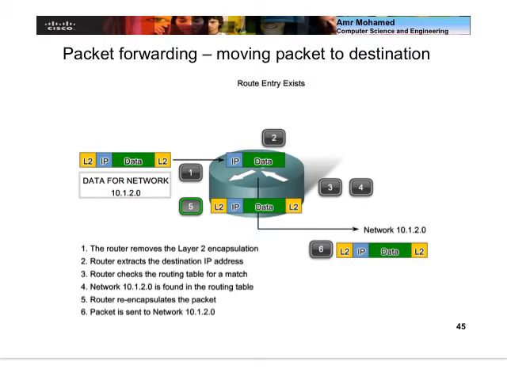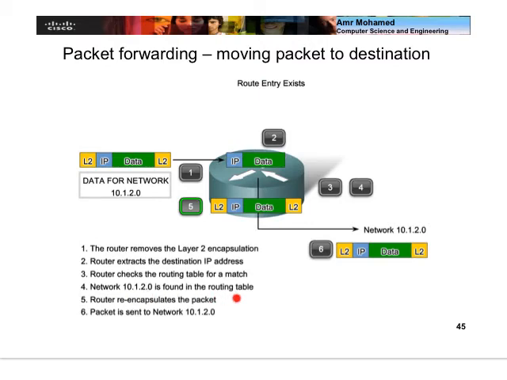So the first thing is that the router removes layer 2 encapsulation, and then it extracts the destination IP address from the packet. The destination IP address in the packet is 10.1.2.0. So this is the destination network address. The first thing that the router will do is look up this address in the routing table. So the router will check the routing table for this particular address.